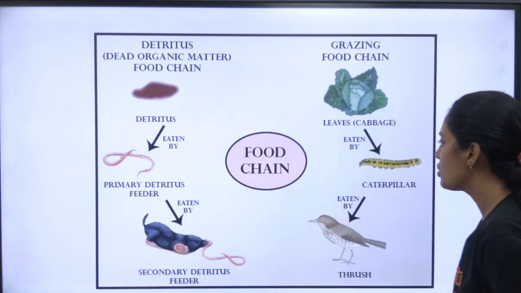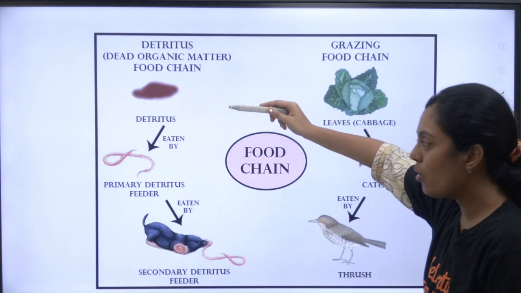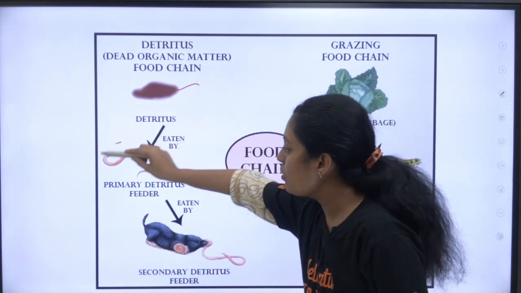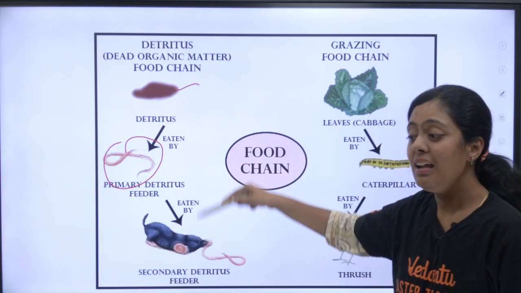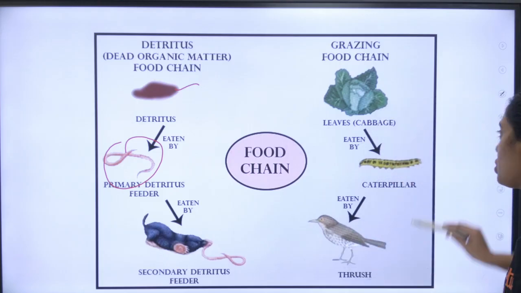So first let's talk about your grazing food chain, okay. You have cabbage eaten by a caterpillar, and the caterpillar is eaten by a bird, right? Then you have a detritus food chain, okay. You have detritus, which is dead and decayed matter. It is consumed by an earthworm. Now the earthworm is consumed by another feeder, right? So this is what we call the detritus food chain and the grazing food chain, pasangala.